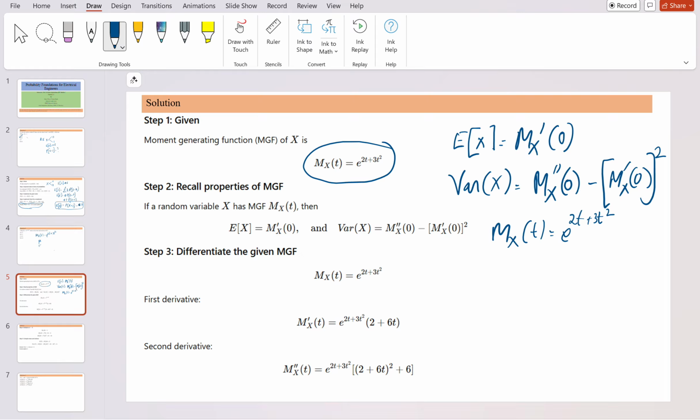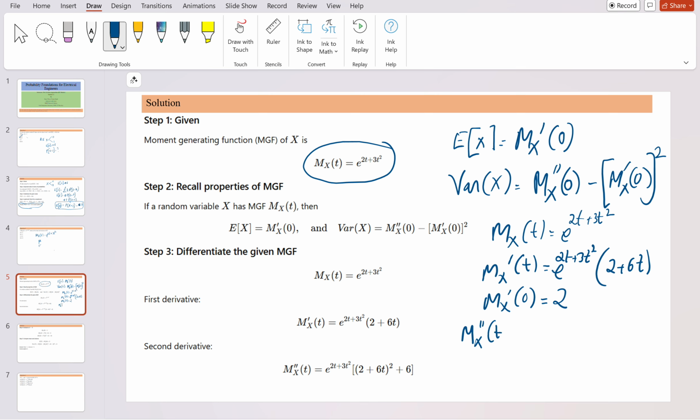Mx(t) is equal to e to the power 2t plus 3t square. Okay, let's differentiate it. When you differentiate, Mx dash of t will become e to the power same value 2t plus 3t square, and then multiplied by 2 plus 6t. Put the value: Mx dash 0 is equal to, this will become e to the power 0, which is 1, so this is equal to 2.